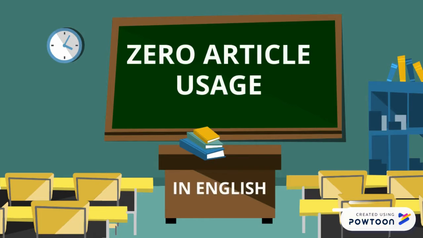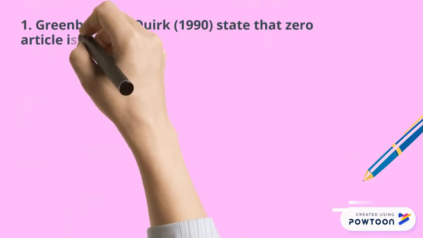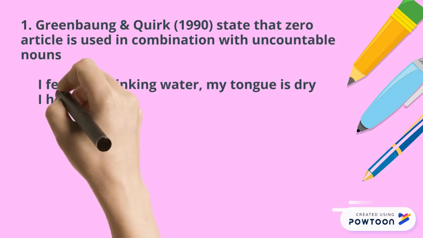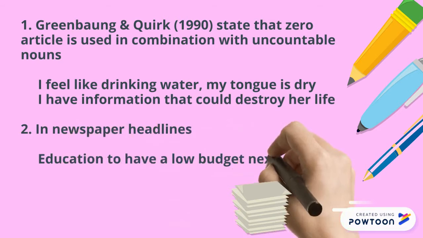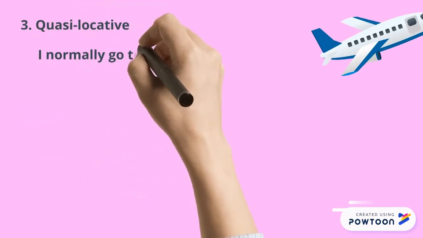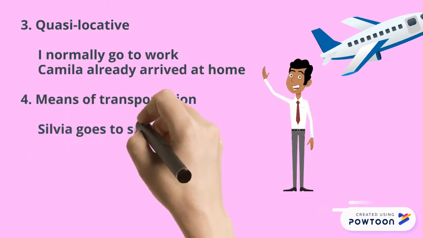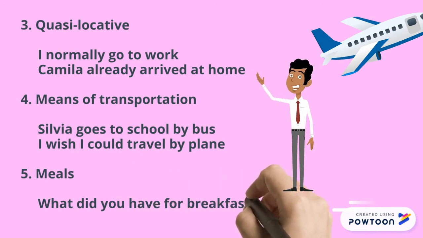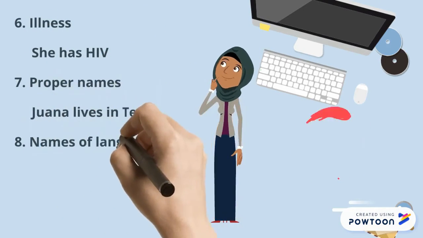Now it's time for the zero article usage in English. The authors state that zero article is used in combination with uncountable nouns or in newspaper headlines. It is also used in quasi-locative expressions, for means of transportation and meals. For illness, proper names, and names of languages.